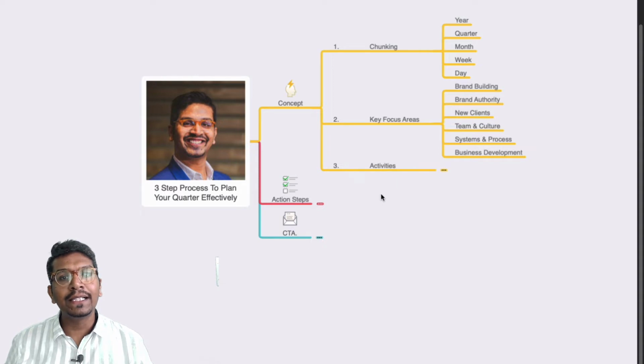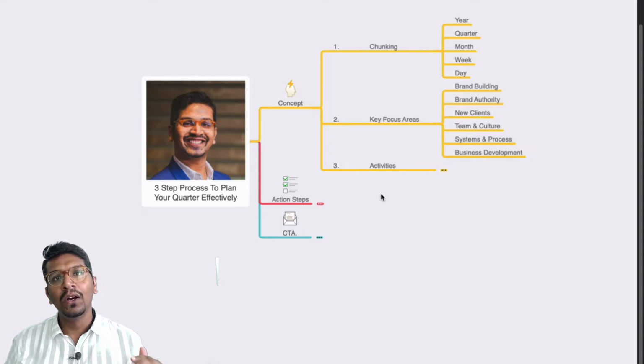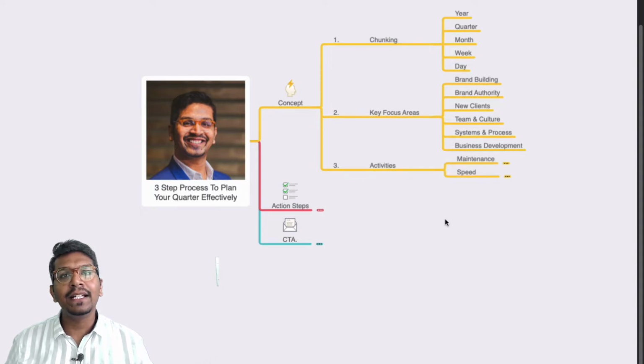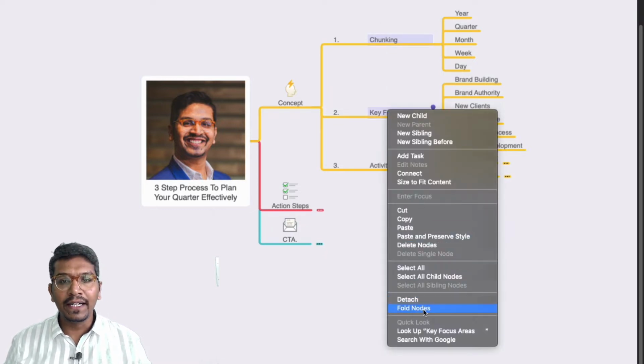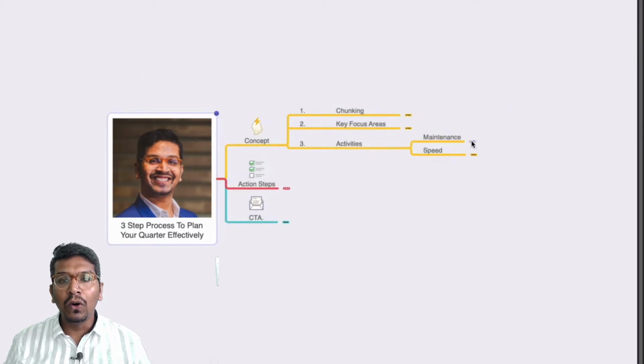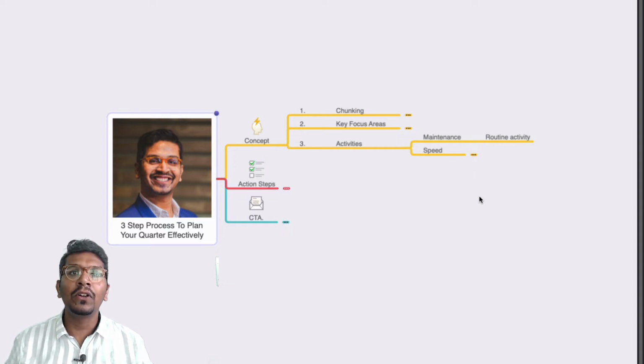Having known that, the third thing is that you need to understand there are 2 types of activities. One is maintenance activities and the other is speed activities. Now, what are maintenance activities? Maintenance activities are all those activities that you do on a week-on-week basis, day-on-day basis, which is your routine activity. This does not add to the optimization or efficiency of your business. It does not increase your profit margin. It does not increase sales. It is just plain simple maintenance activity which you keep on doing.